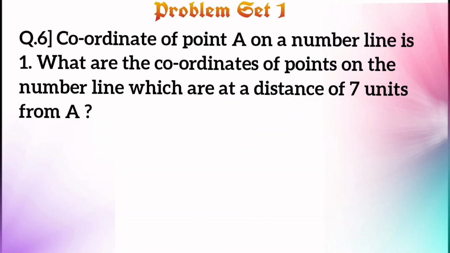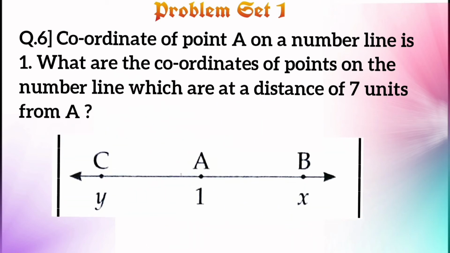The coordinate of point A on a number line is 1. What are the coordinates of points on the number line which are at a distance of 7 units from A? This question is the same as question number 4. We have to find two possibilities of any number to be 7 units far from point A. That means one will be on the right side of point A and the other will be on the left side of point A. So here we have taken the unknown points to be point B and C, and the unknown coordinates of both to be X and Y.